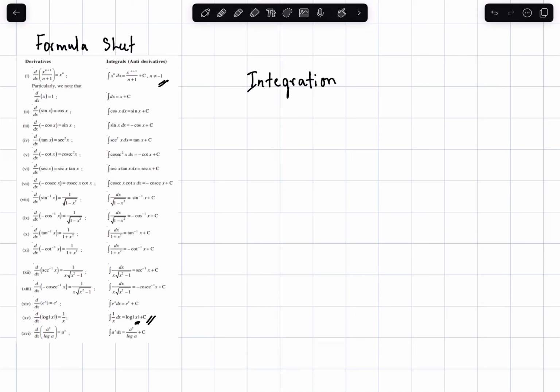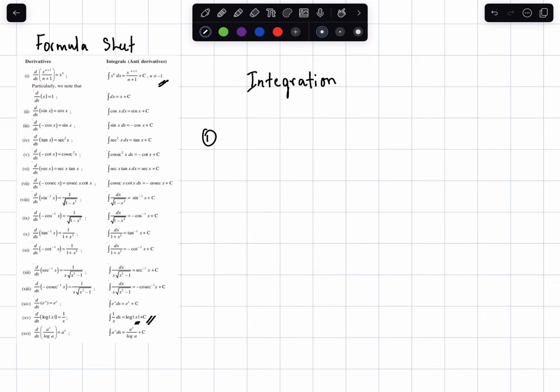Basically, integration is the opposite of differentiation. You can see in the formula sheet, the differential of sine x is cos x, but the integral of cos x becomes sine x. And the differential of minus cos x becomes sine x, so the integral of sine x becomes minus cos x. So you can see they flip, correct? So let's take an example. Let's do the first one, the first question.